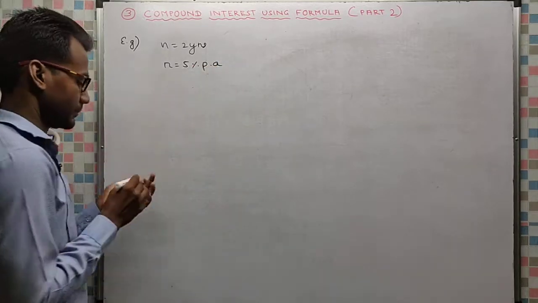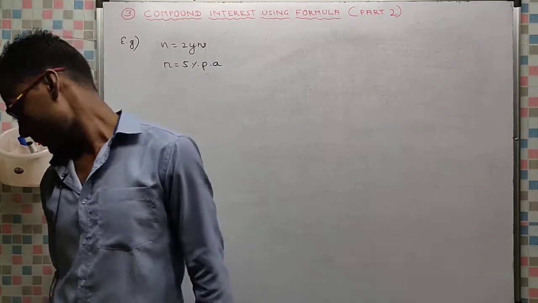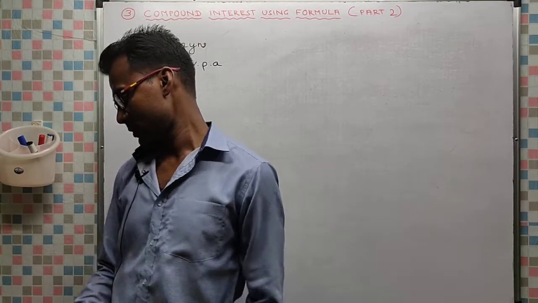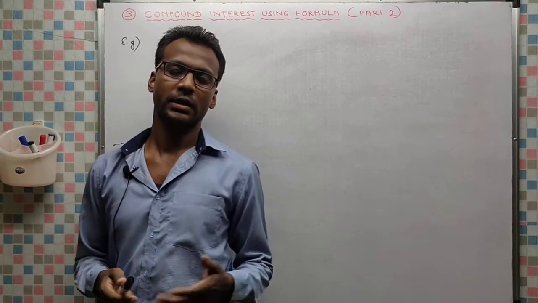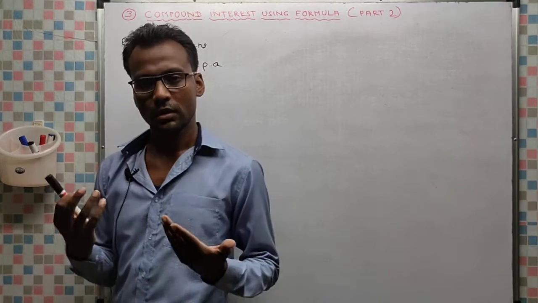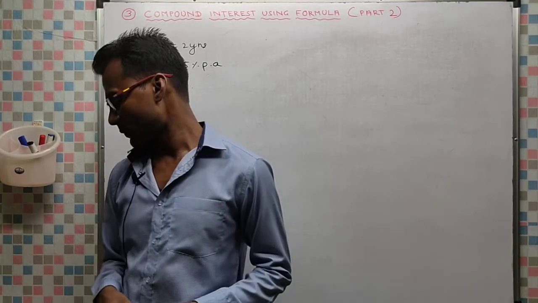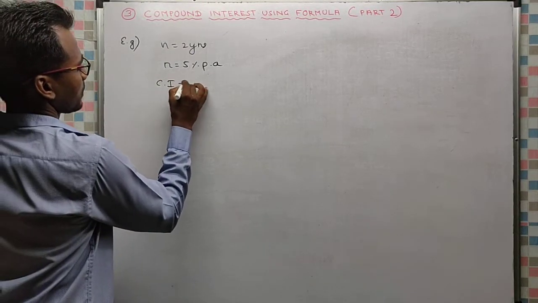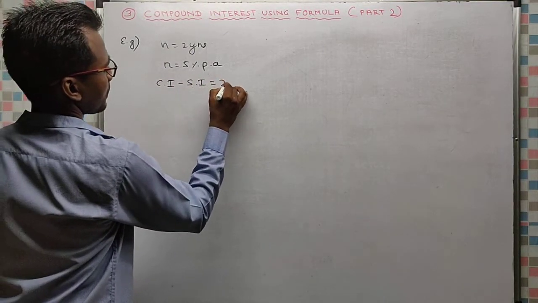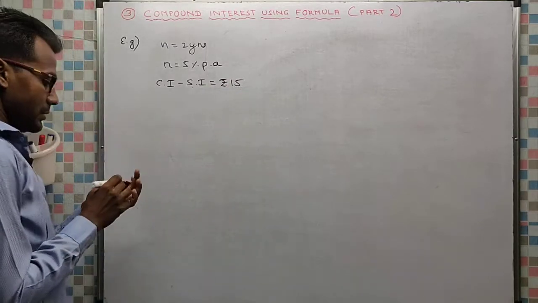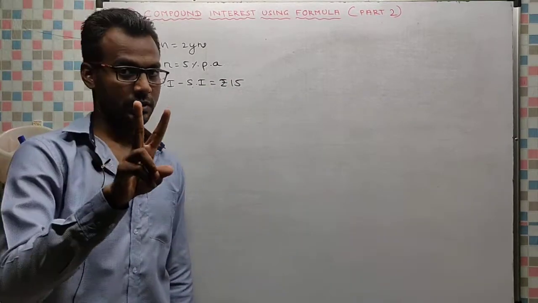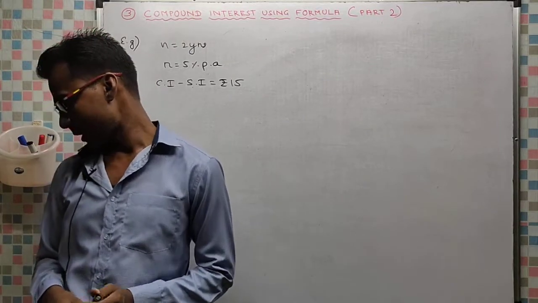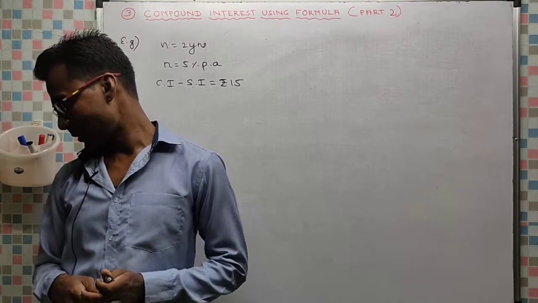5% per annum. Anand received rupees 15 more than Kamal. Because Anand invested the money in compound interest, he will definitely get more amount. So the difference is rupees 15. So CI minus SI is rupees 15. Time is 2 years, so you can use the formula P r square by 10,000. Find the amount of money lent by each and the interest received.